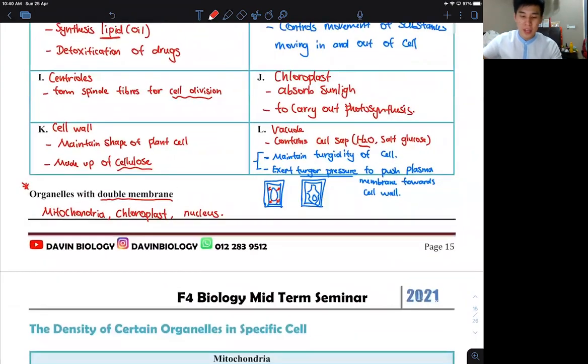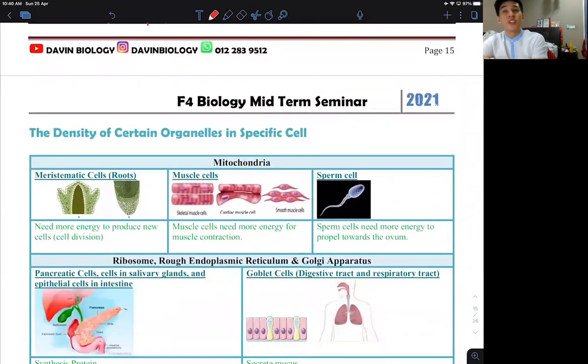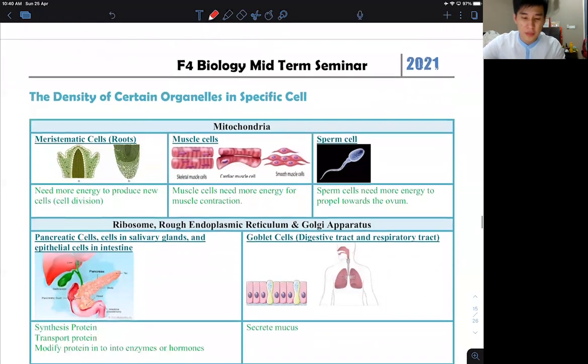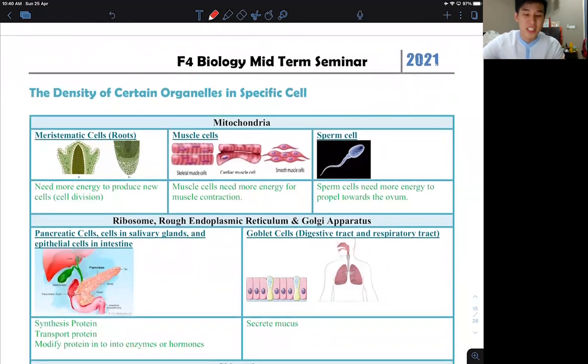Now, once you know the organelles already, you know how to label, you know their function, that part actually is just half of your problem only in chapter two usually. What questions they like to ask next is the density of certain organelles in a specific cell. Density means the number of certain organelles in a specific cell. So different cells in your body will have different amounts of certain organelles because different cells have different functions. So they may require certain organelles more than others.